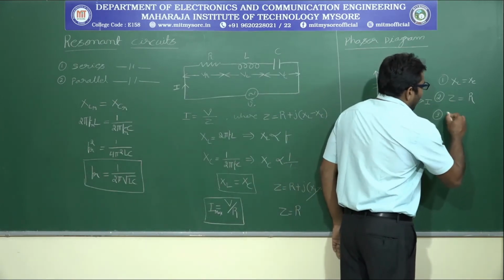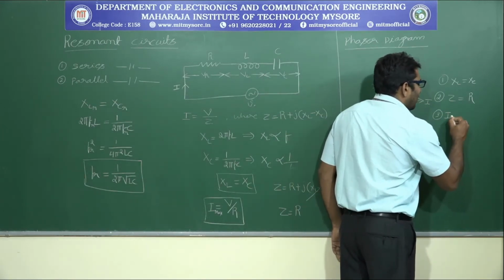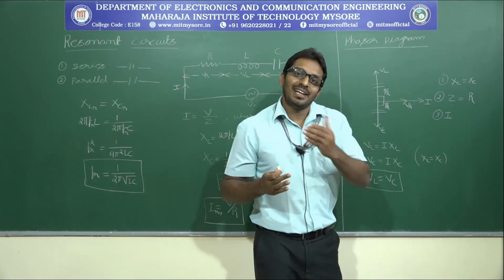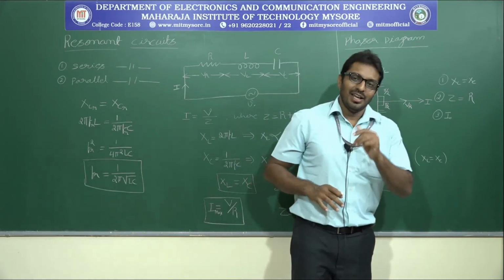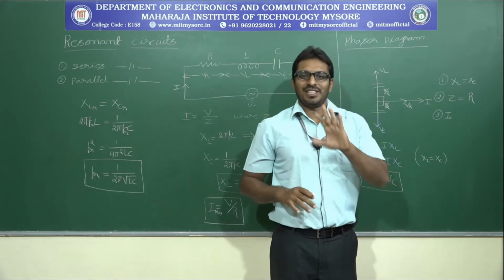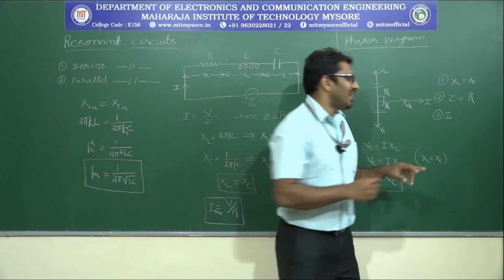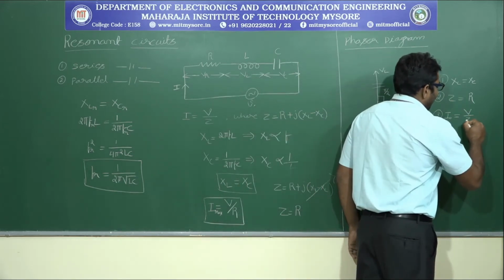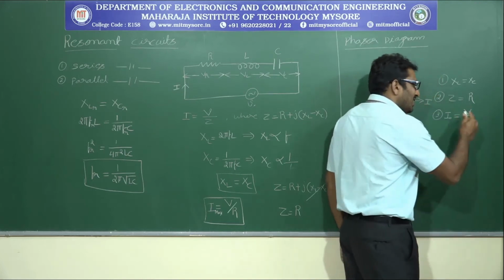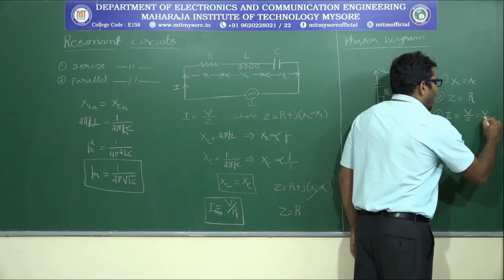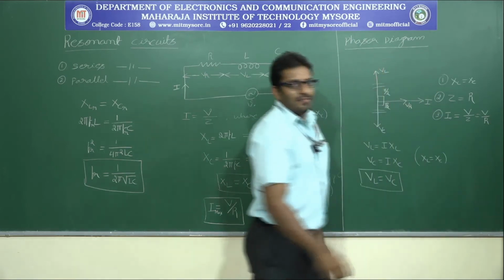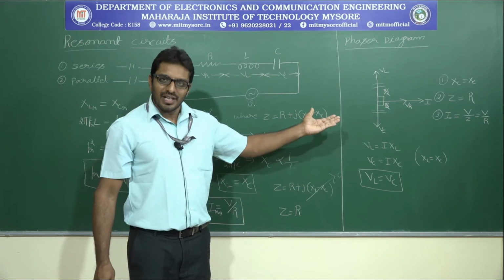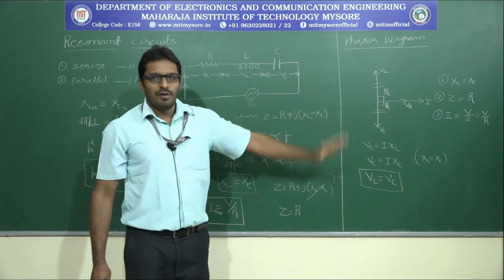third one is I naught or IR, represented as the resonant current. Resonant current is represented by I naught or IR. That is nothing but V by Z. But what is Z? That is R, so V by R. So the maximum current is nothing but the resonant current, that is equal to V by R.